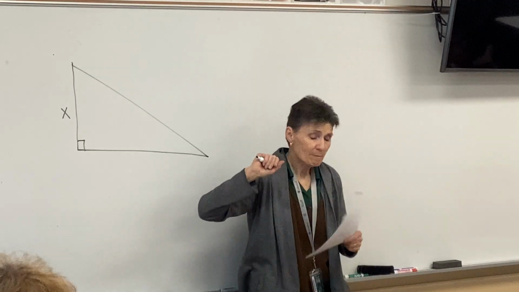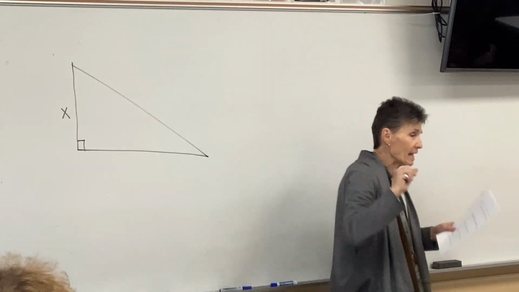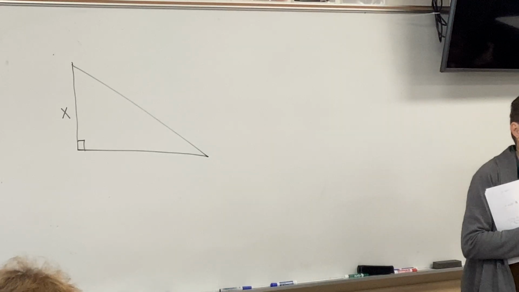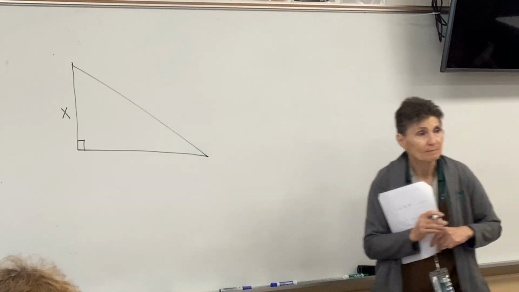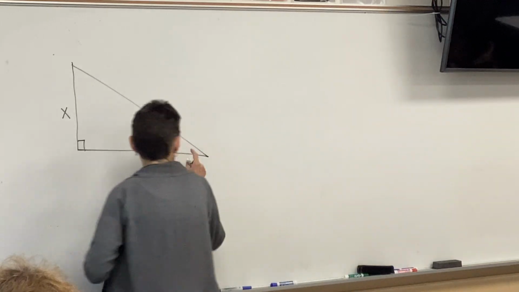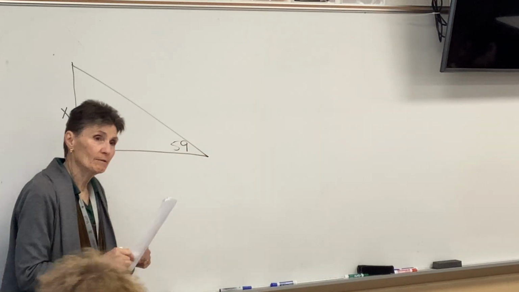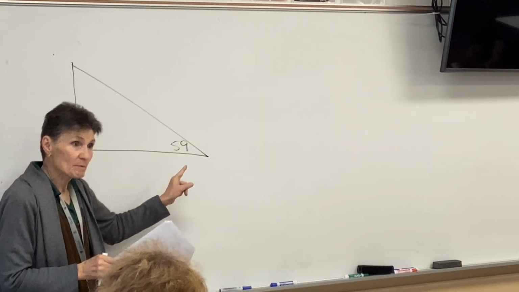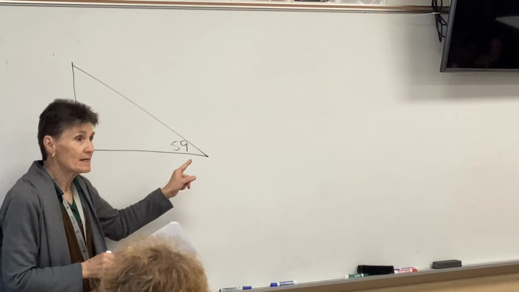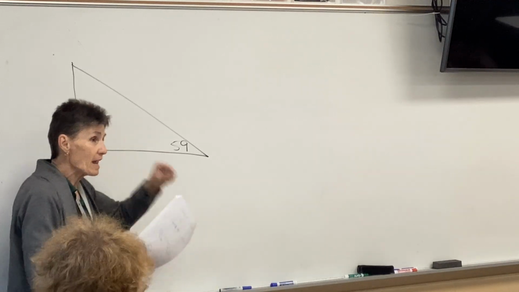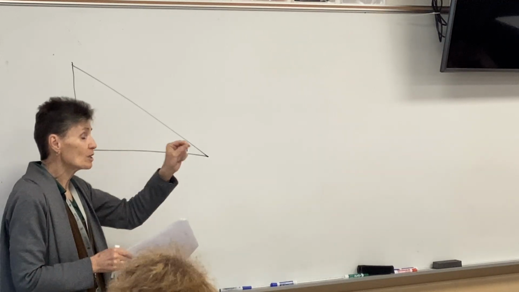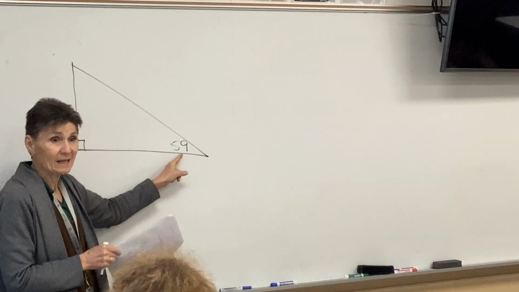Now, who remembers where I'm going to put the angle of elevation? It says the angle is 59. Lena? Right down here. And where am I going to put my angle of depression? Same spot, right? They're always equal. So with the angle they give you, whether it's depression or elevation, you're going to put it right there.